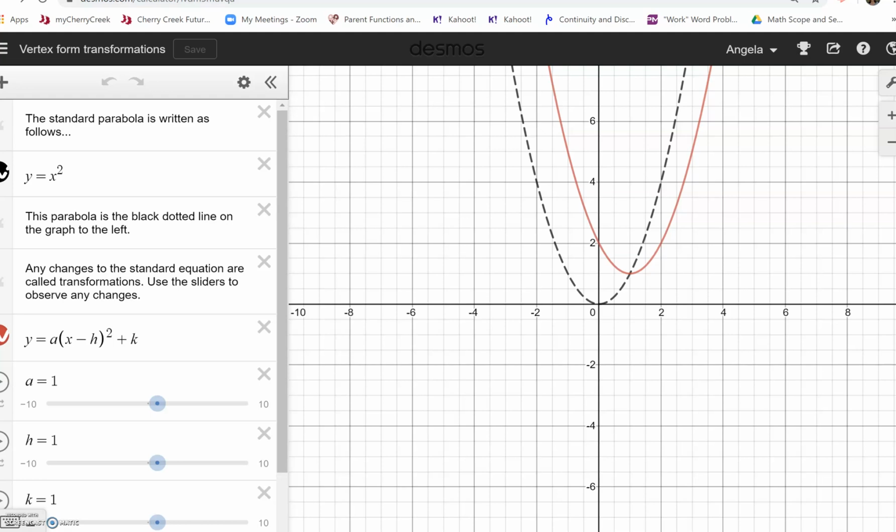Hi guys, I was wanting to show you, my algebra students, this transformations activity that is in Desmos. If you just do a search in Desmos for transformations in Vertex Form, it calls up an activity right here, and I'm going to try and see if we can record a few things that happen as you look at changing.